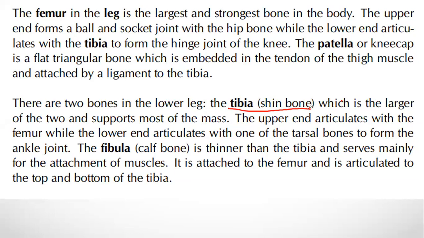Okay, so we have the shin bone there, the larger of the two. You saw the two bones there next to each other. The fibula is thinner than the tibia, and it serves mainly for the attachment of muscles. So next week we will start with the attachment of muscles. As you've noticed from the beginning, we started with the skeleton and now we're continuing. So probably next week we're going to deal more with attaching of the muscles to the bone.